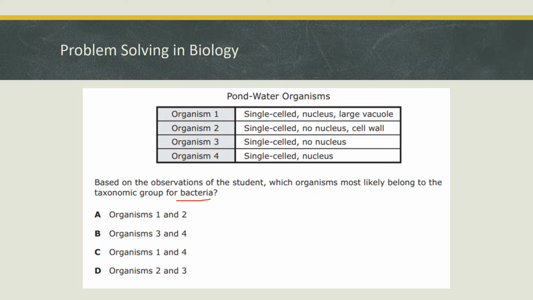Step number 2 is to devise a plan. Well, my plan includes to look for defining characteristics of bacteria. I know they're all single-celled. I know they have no nucleus because they're prokaryotes, and no membrane-bound organelles, and most of them have cell walls. Step number 3 is to carry out that plan. I'm going to look at the data table and find which organisms fit the characteristics of bacteria. And step number 4 is to analyze your results. Do I see an answer choice that includes both organisms 2 and 3 that have the defining characteristics of bacteria? And they do. Answer choice D.